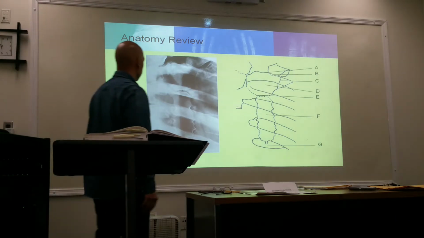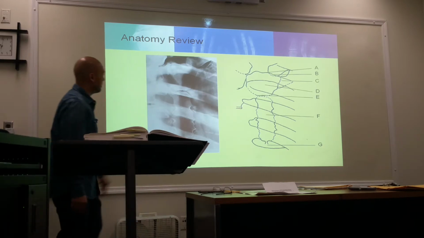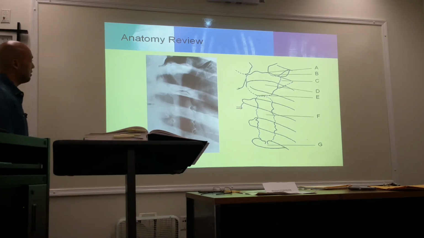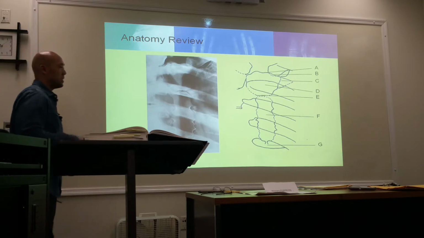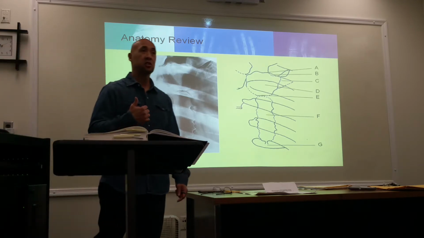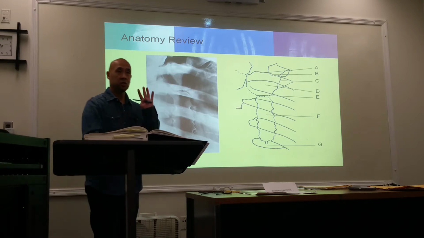Sternum. So what we have here in this particular view and projection is what's known as an RAO sternum. We do this because we don't have a true AP of the sternum, because superimposed on the sternum is what? It's your vertebral column, right?